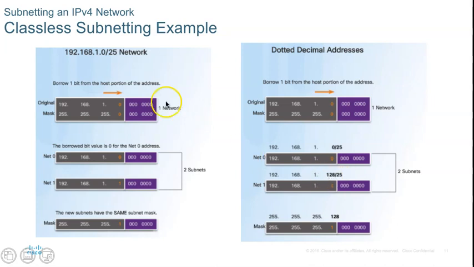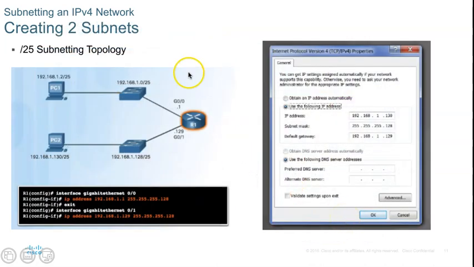The new subnet mask is no more 192. I'm sorry, the new custom subnet mask is now 255.255.255.128. All right. Let's take another example.